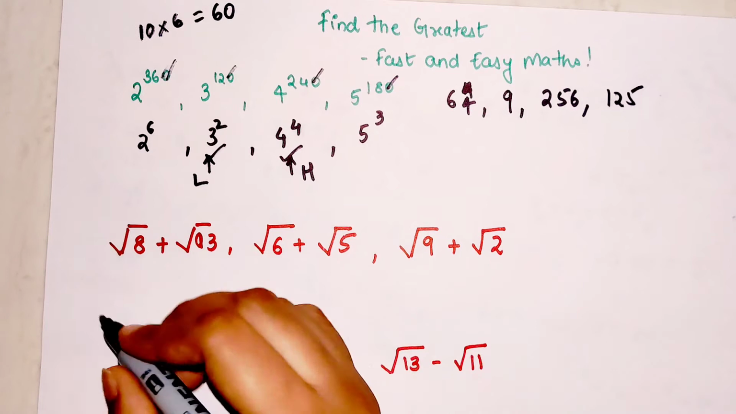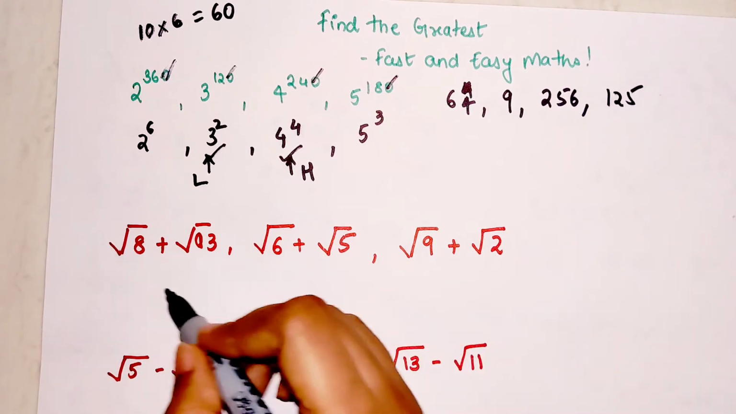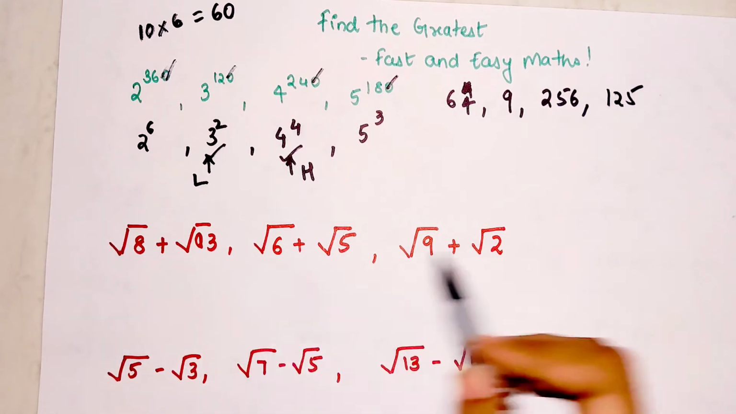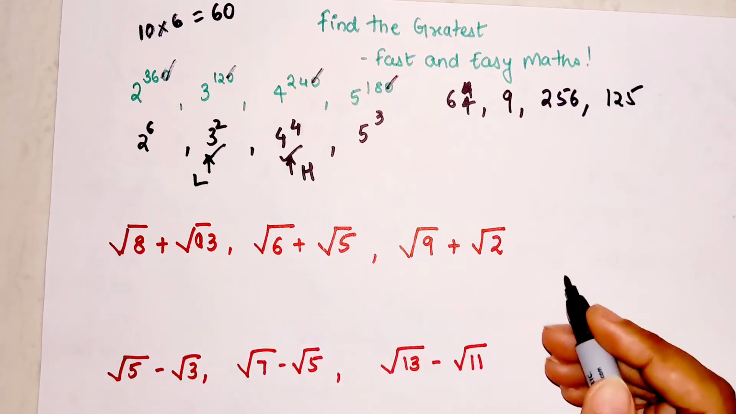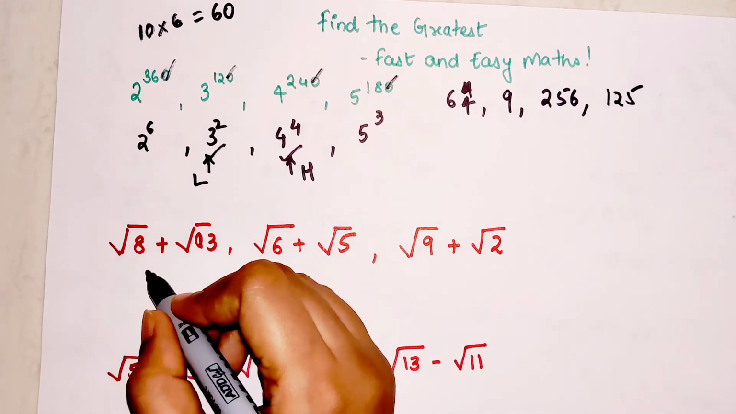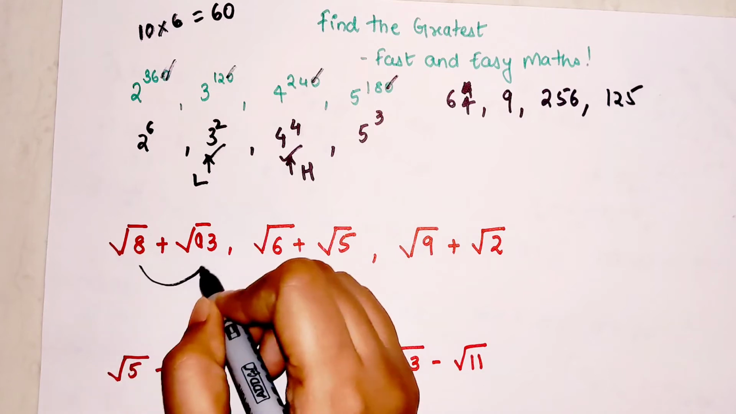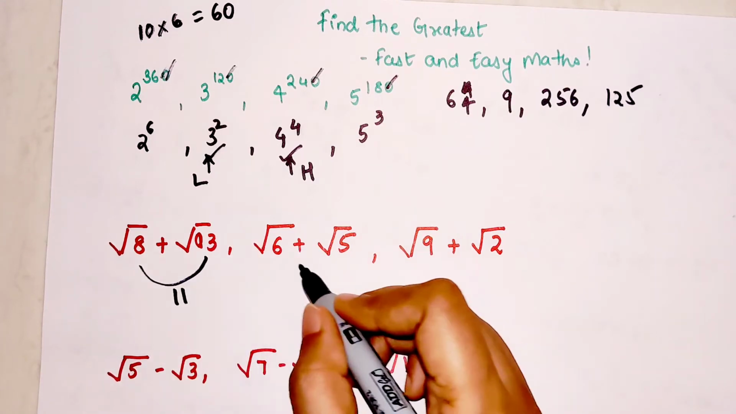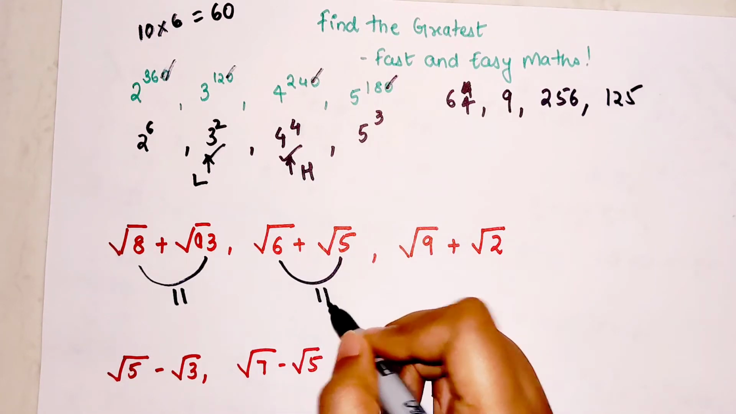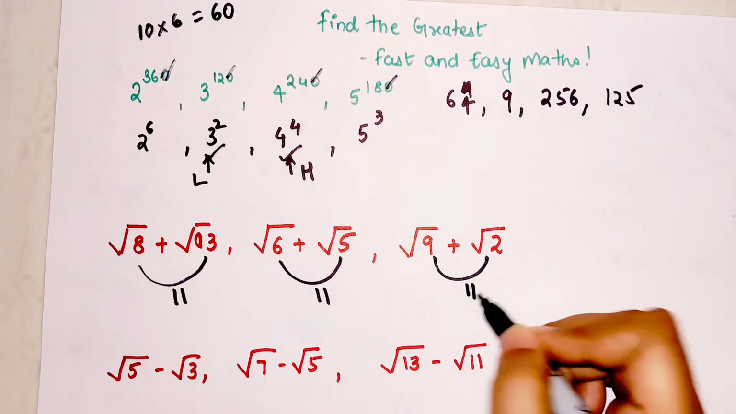So whenever you have something like this, where there is a root, there is again a root in all of these, and then there is a plus sign, in that case what you should do is try adding the numbers. 8 plus 3 gets you 11, 6 plus 5 gets you again 11, and 9 plus 2 gets you 11.